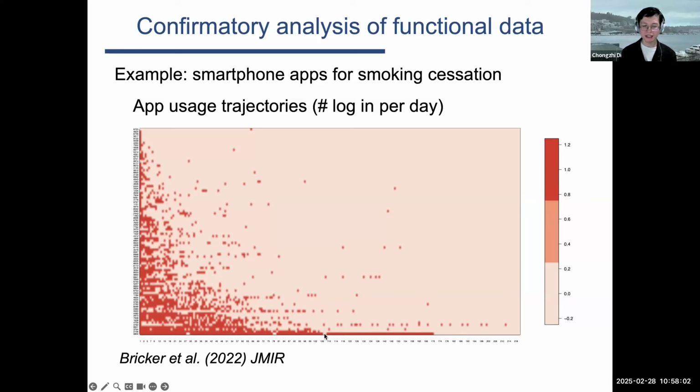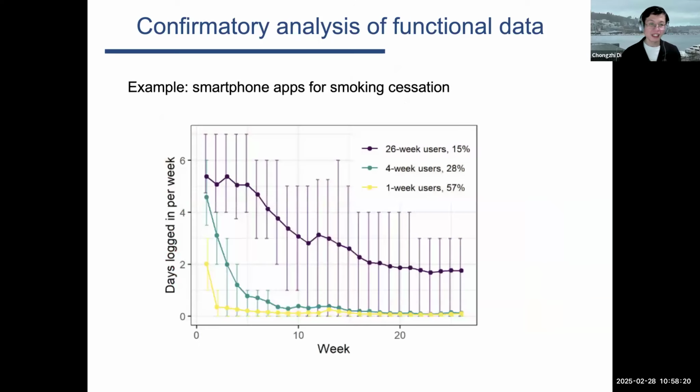There were a few days in the middle where they didn't use it, but for the most part, they use it very consistently, and then dropped out at this point, right? And then you can see many other patterns in the middle as well. So this is the type of data we got.